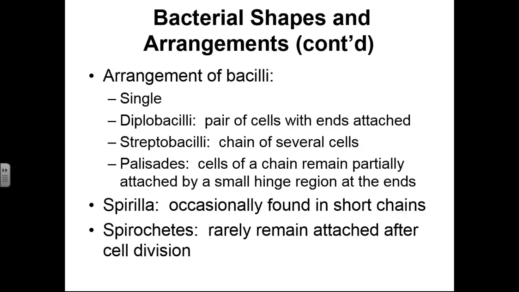The spirilla bacterium are going to occasionally be found in short chains. Generally speaking, the squiggly nature or the odd shape of the spirilla bacterium makes it difficult for them to attach to each other. And then the spirochete bacterium is very, very rarely going to remain attached to each other after cell division, because each spirochete is going to be constantly moving and flexing itself as its internal flagella start to spin and wind up and perform locomotive functions.